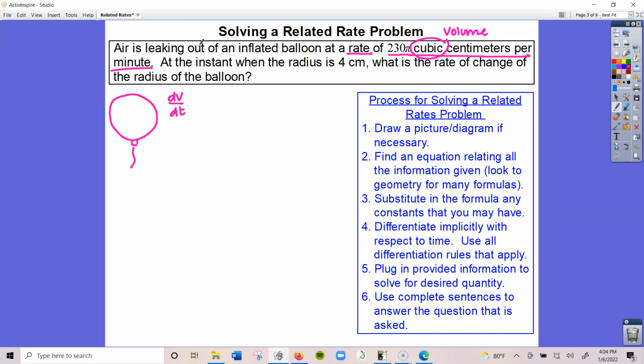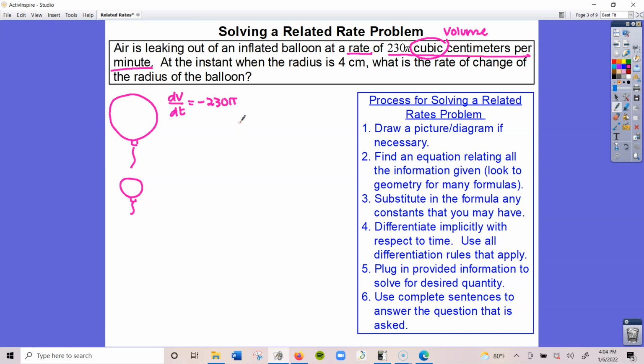Additionally, air is leaking out of the inflated balloon. So think about what would happen to this balloon if air is coming out of it. That means that the balloon would get smaller. And if it gets smaller, that means that the volume is decreasing. So this rate would be a negative 230 pi.